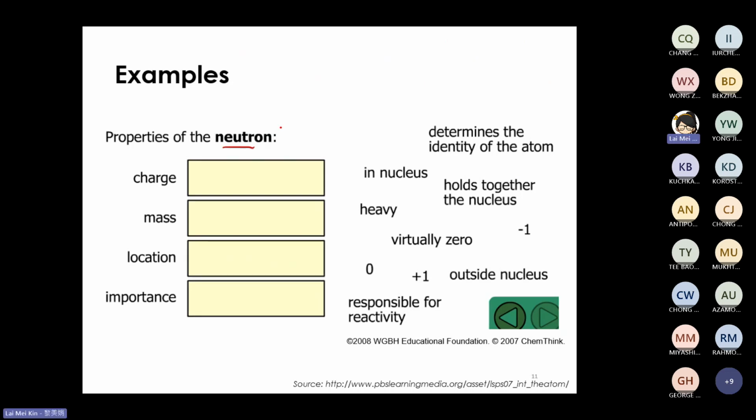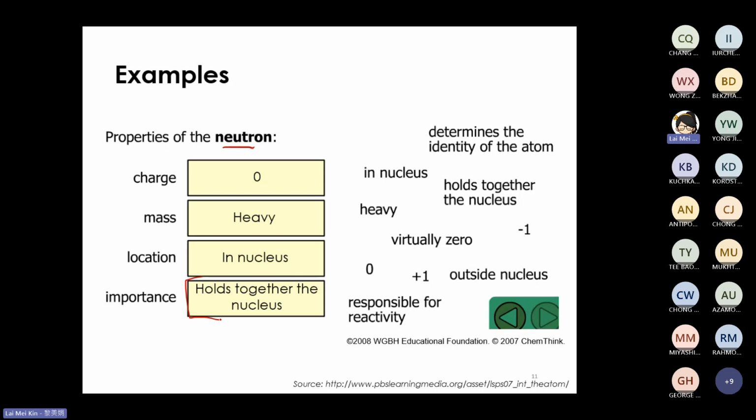Okay, and lastly, we have neutron. What is the charge of neutron? 0, no charge. Okay, what's the mass of neutron? Heavy. So remember I mentioned 1 proton, 1 neutron, all have atomic mass around 1 each. Location of neutron. Okay, also the nucleus. Importance of neutron: to hold the nucleus.